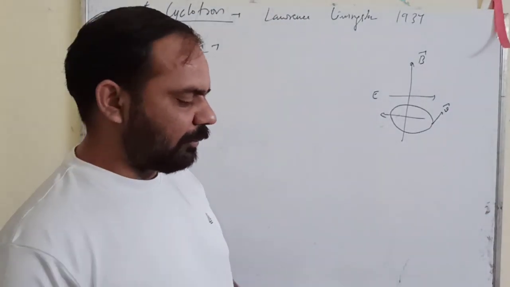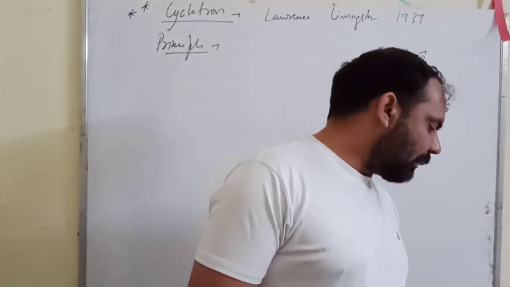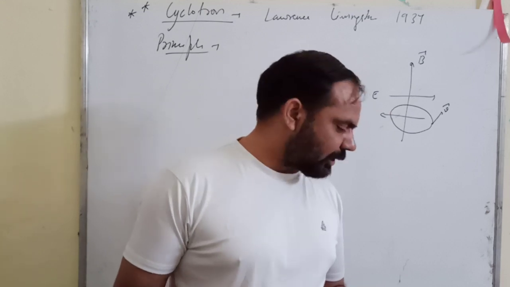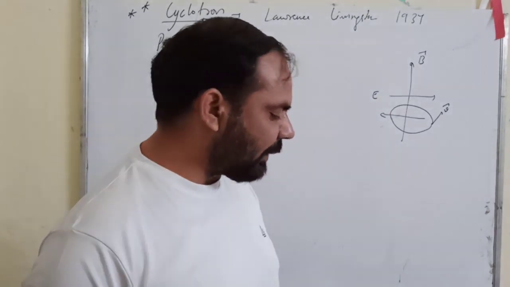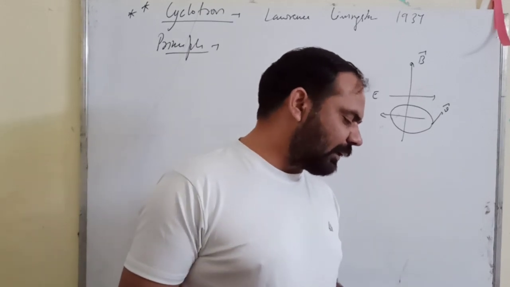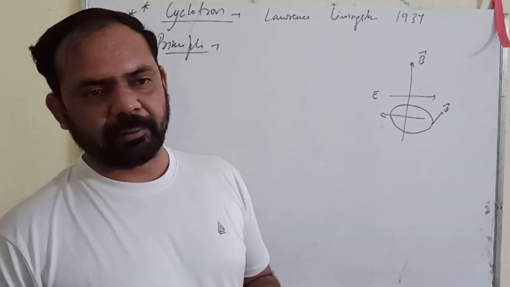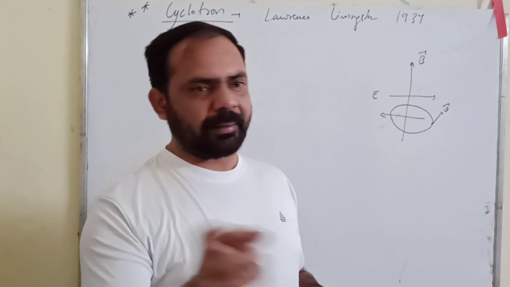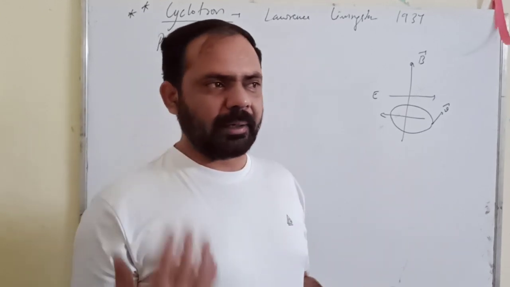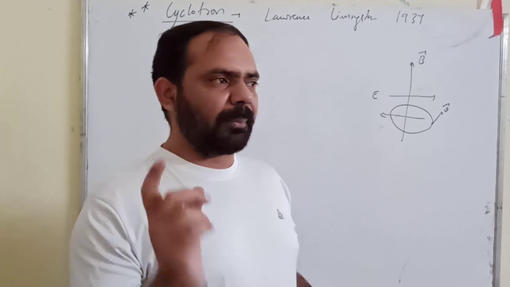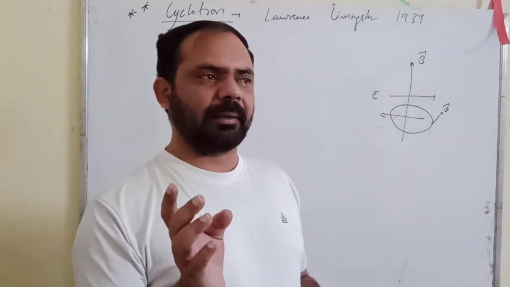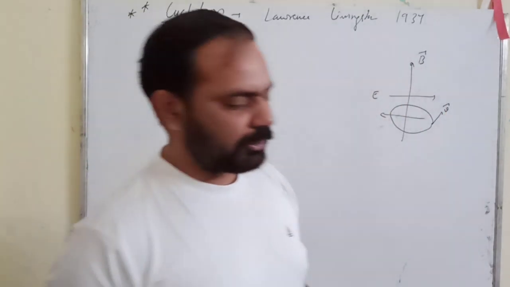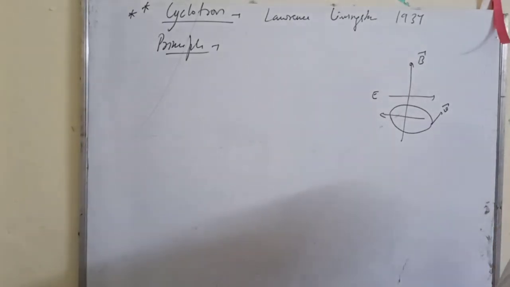Now again I am repeating, I am reading the principle. A positive ion can acquire sufficiently large energy with a comparatively smaller alternating potential difference by making it cross the same electric field time and again by using a strong magnetic field. You make the charged particle cross the electric field again and again, and it speeds up and goes on gaining speed. And how do you make it cross the electric field again and again? With the help of a magnetic field, because a magnetic field can change the direction of the charged particle. Okay, so this was the working principle.